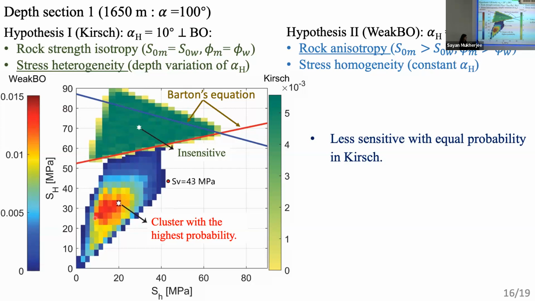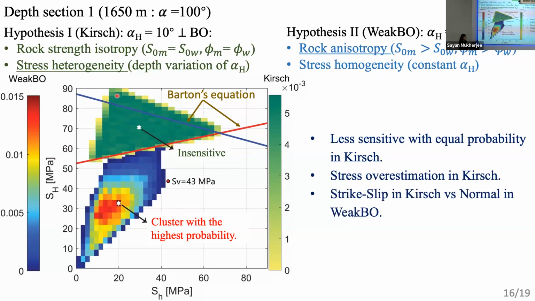However, for the weak Biot case, after we take the weak plane into consideration, we could see that the stress is actually clustered with the highest probabilities. It means that the stress is more probable in these red regions. And also we could see that the stress is overestimated in the Cauchy's case, giving us a large maximum horizontal stress. Because of that, we will also get different faulting regimes. The Cauchy case gives us a strike-slip faulting regime, but the weak Biot case will give us a normal faulting regime. And the reason for the interpretation difference is because we take the weak planes into consideration.